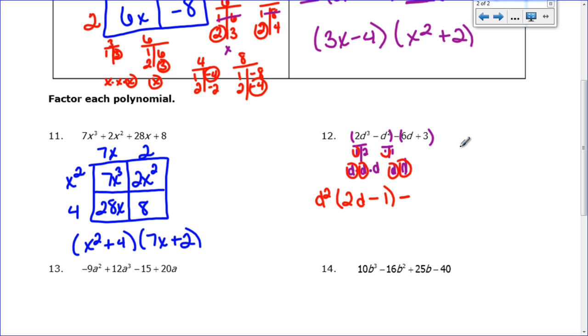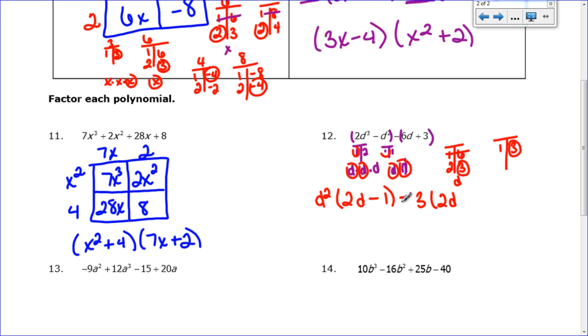So now what I have to do, I'm going to have to do my 6d and my 3. So the factors of 6 are going to be 1 and 6, 2 and 3, and then my d. And then for the 3, I have 1 and 3. Well, the biggest number they have in common is this 3, and that is it. There is nothing else. So I'm going to pull out this 3, but when I take it out, it becomes a negative 3 because that minus sign inside changes it. And so what's left here is a 2 and a d.